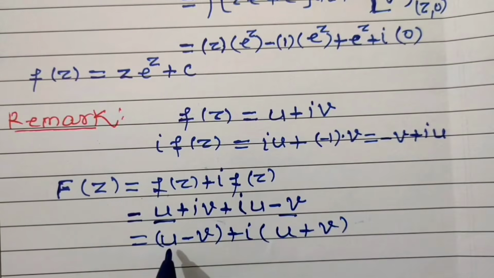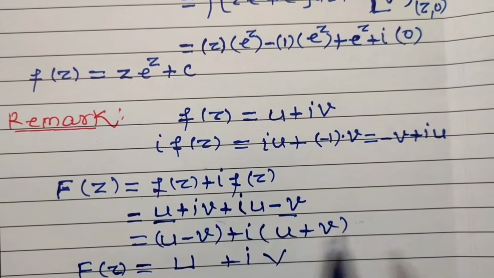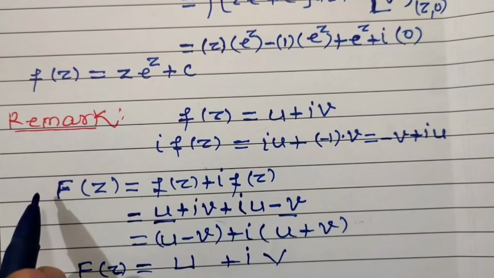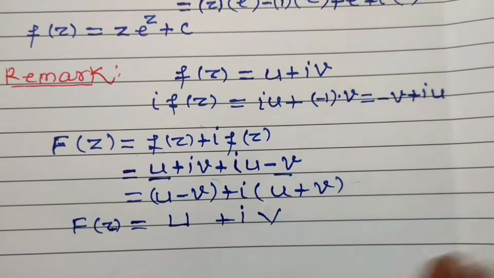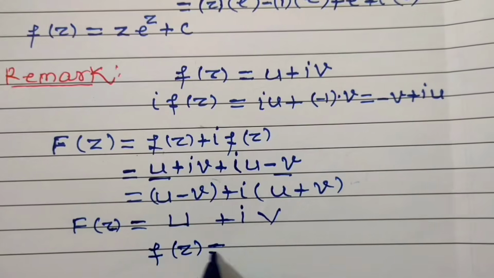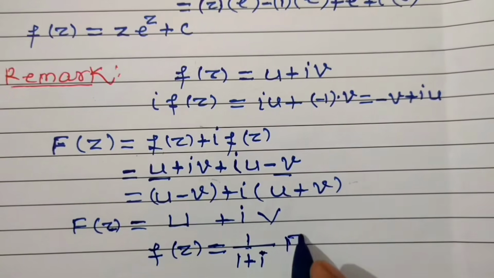Let us assume the real part, u minus v, is equal to capital U suppose, plus i into this bracket, is equal to capital V suppose. Then capital F of z is equal to capital U plus i into capital V. But from here, if we take f of z common, then small f of z on the right hand side and 1 plus i on the left hand side. Then the relation between small f of z and capital F of z is given by f of z is equal to 1 upon 1 plus i capital F of z.